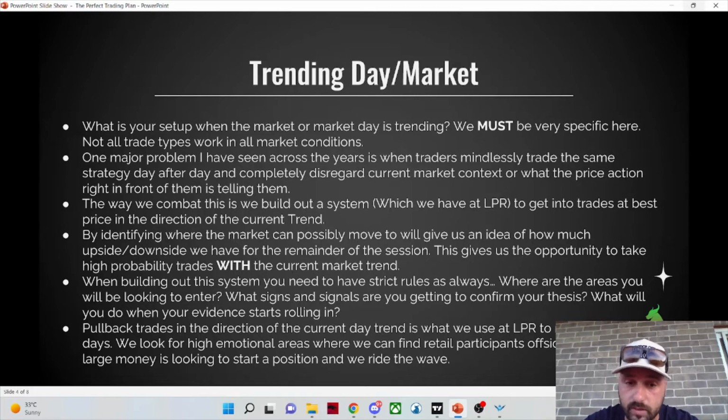When building out this system, you need to have strict rules, as always. Like I said before, some traders' rules are not strict enough. "I'm going to buy the high break of the green candle." That makes no sense. Those aren't rules. Number one, where are the areas you are looking to enter? This is what I do.